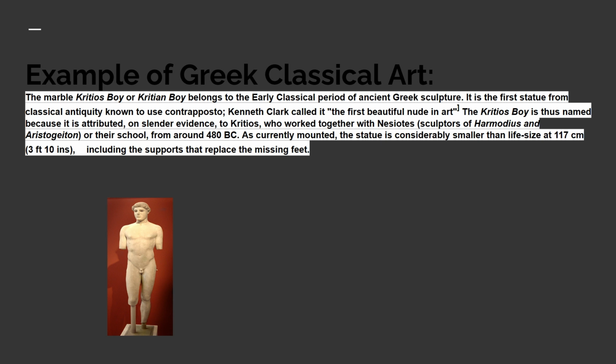The Kritios boy is thus named because it is attributed on slender evidence to Kritios, who worked together with Nesiotes, sculptors of the Tyrannicides Harmodius and Aristogeiton, and their school from around 480 BC. As currently mounted, the statue is considerably smaller than life size at 117 centimeters, 3 foot 10 inches, including the supports that replace the missing feet.